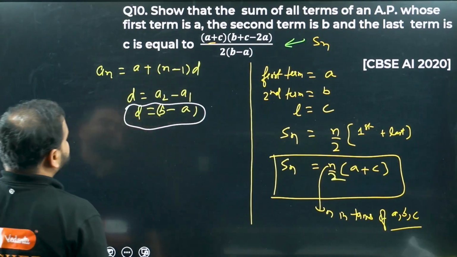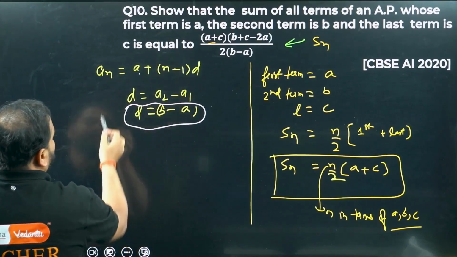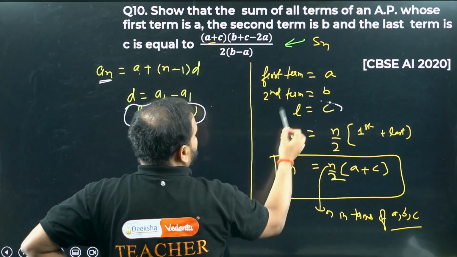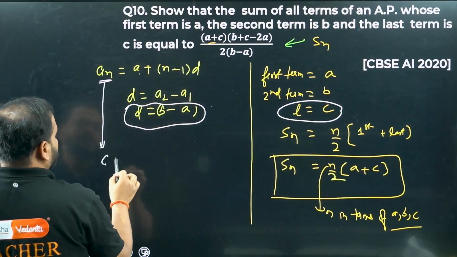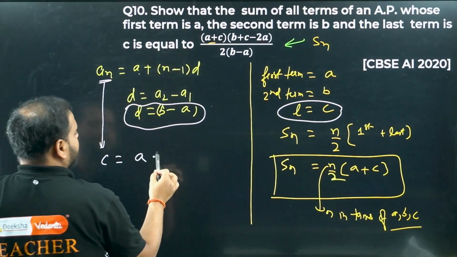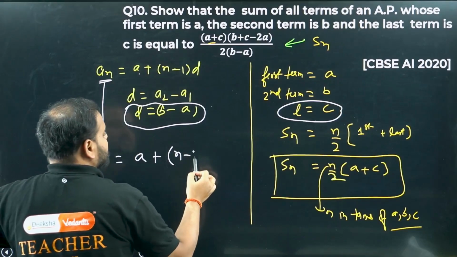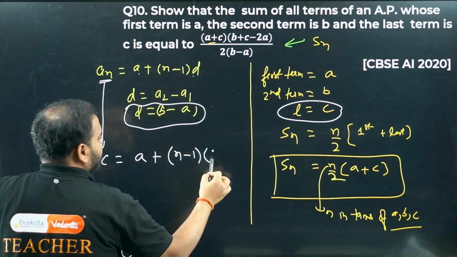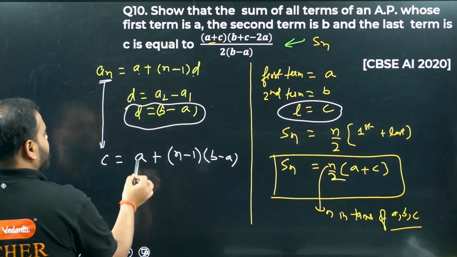Now, I know A, everything else I know. So An is what? An is C. The last term is C. So right here, C equals A, the first term, plus n minus 1 times D. What is D? D is B minus A. Bring this A over here.